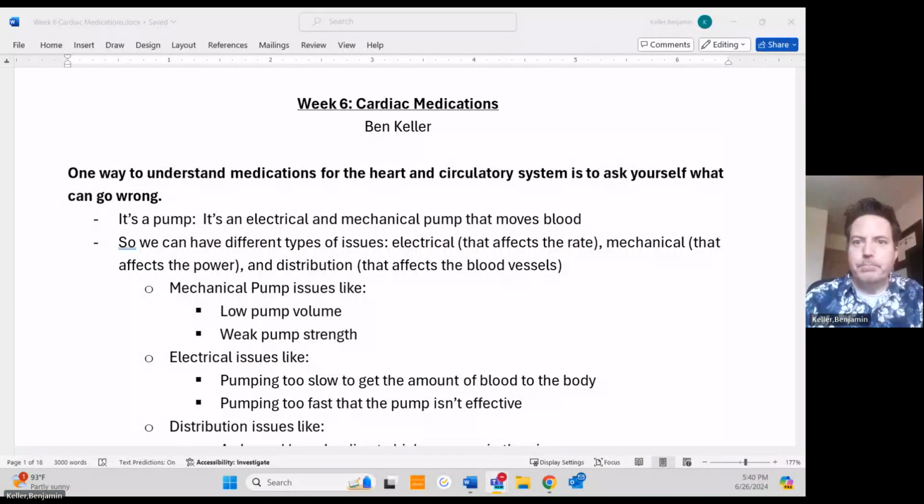Okay, welcome, pharmacology friends. We're gonna redo this one.